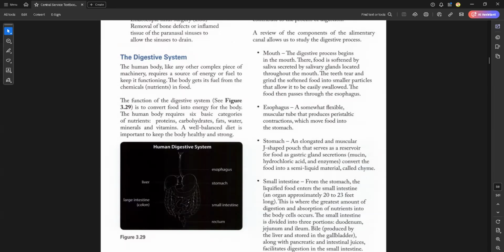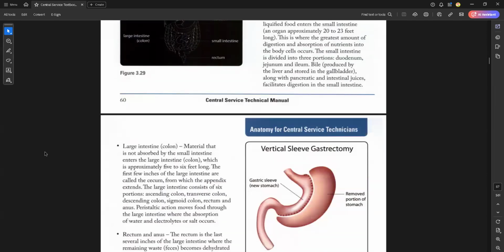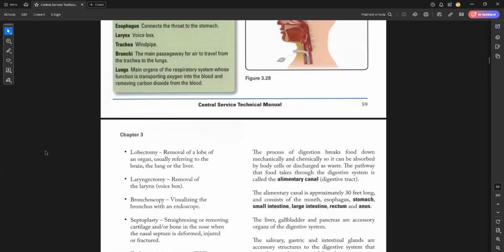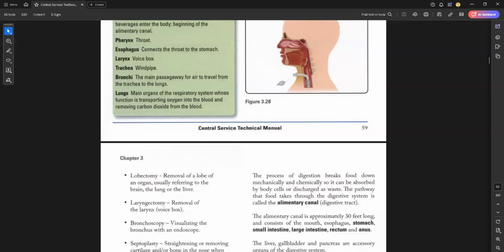Now, a few of the components of the, let's go down a little bit. Let me give some information. I think it is down. Oh no, sorry, up rather. Yeah, okay.